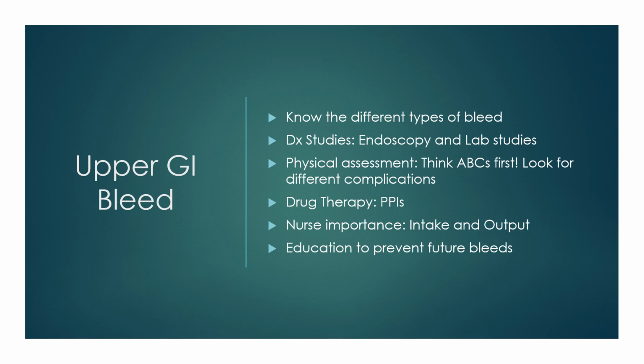Look for different complications of things that can happen. Drug therapy, again, your PPIs are extremely important here. Your nurse importance, think intake and output. You really want to know how much your patient is bleeding. You don't want to just say, oh man, they had 3 bloody emesis, which is vomiting. You're going to look and be like, man, they had 200 mils of bloody emesis. Because 50 mils of bloody emesis versus 1,000 mils of bloody emesis is really going to be a difference.